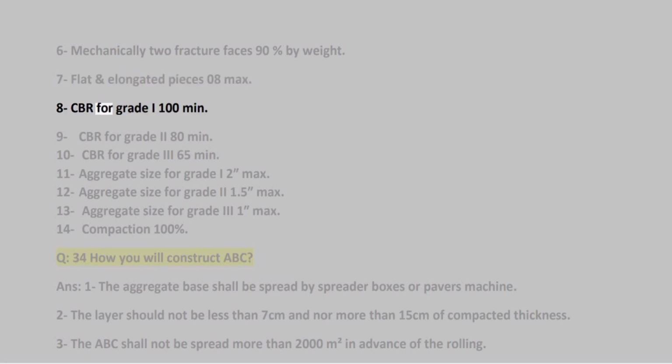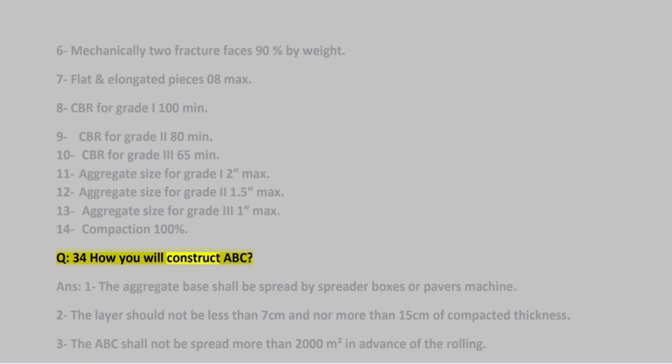8. CBR for grade 1, 100 minimum. 9. CBR for grade 2, 80 minimum. 10. CBR for grade 3, 65 minimum. 11. Aggregate size for grade 1, 2 max. 12. Aggregate size for grade 2, 1.5 max. 13. Aggregate size for grade 3, 1 max. 14. Compaction 100%.